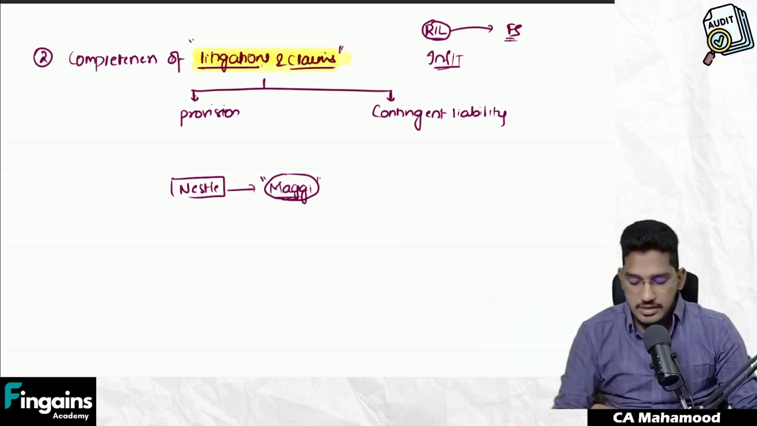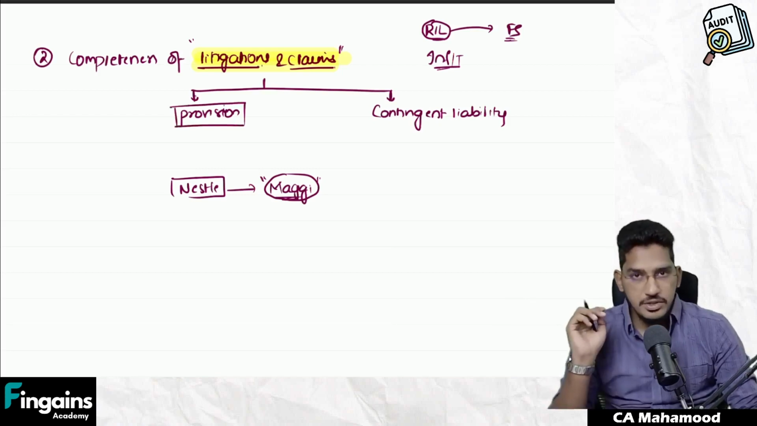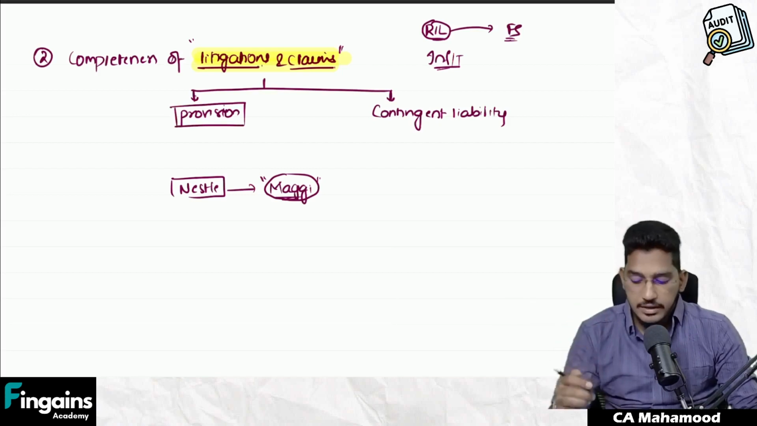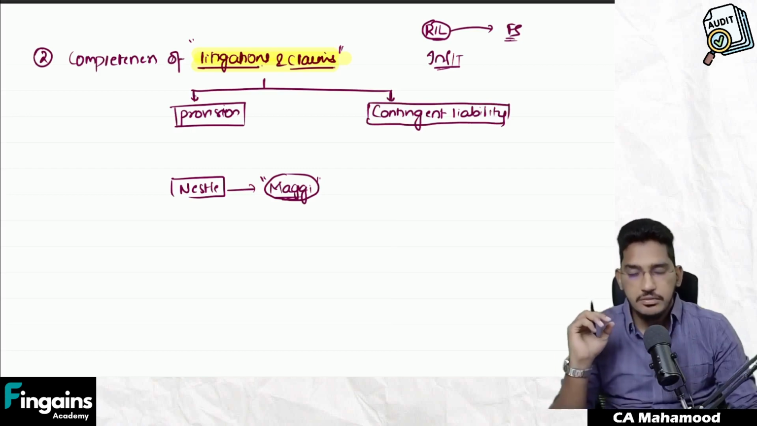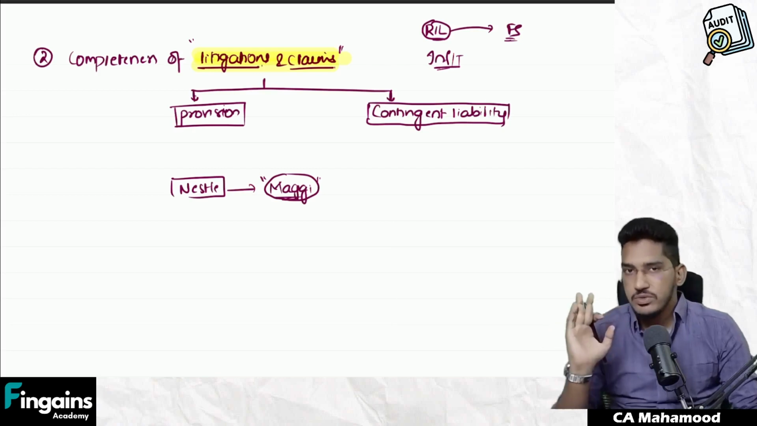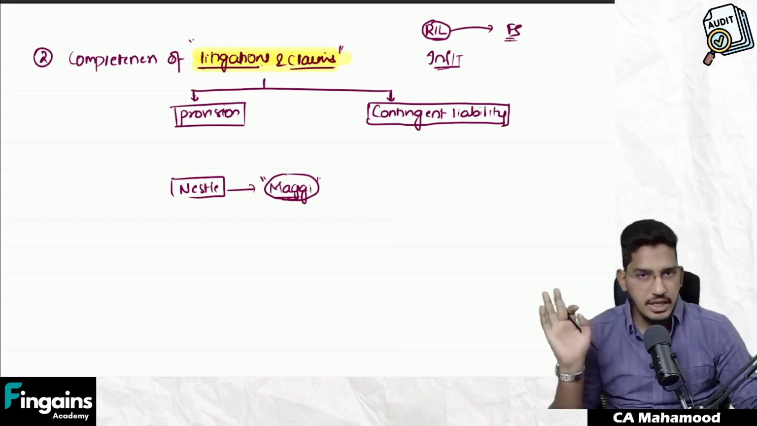So if that is the case, since the chances of losing the case are very high, they have to create a provision. They have to create a direct liability in the balance sheet. On the other hand, if it is uncertain whether the client company will win the case or lose it, with 50-50 chances, we might win the case, we might lose the case. If that is the case, that item should be shown as a contingent liability.